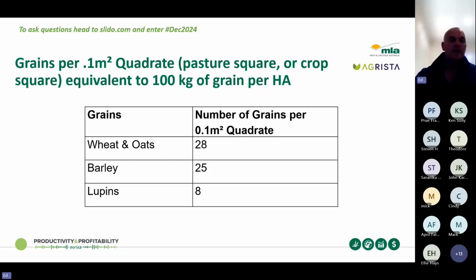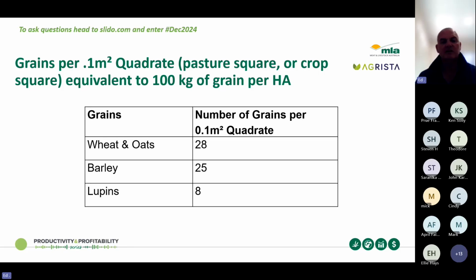Okay, so getting down to stubbles. This is a rough guide from the credit to the Lifetime Ewe magazine, for wondering how much grain's in the paddock. If you've got a quadrant, like a 30 by 30, or put your feet akimbo, you can make a square. If there's roughly 28 grains in there of wheat or oats, that's roughly 100 kilos per hectare. Barley, it's 25, and lupins, probably the same for beans, around about 8 is equivalent to 100 kilos per hectare.